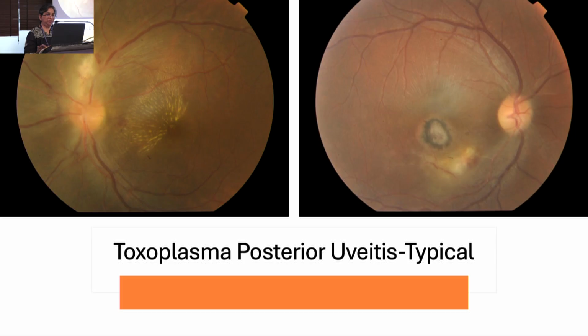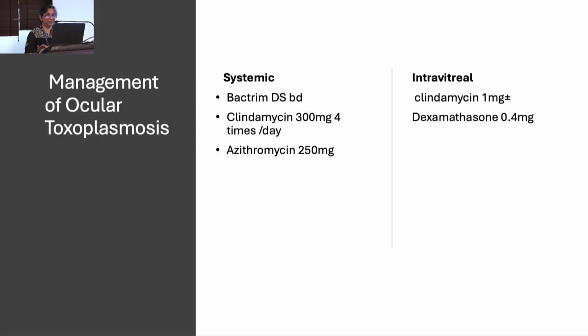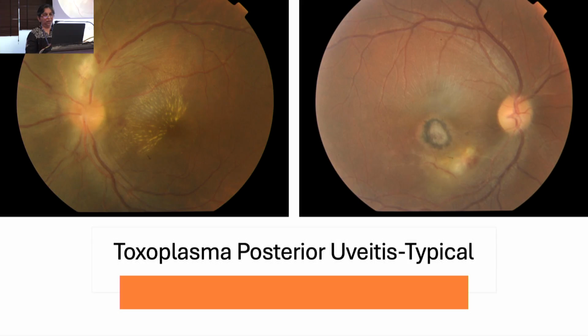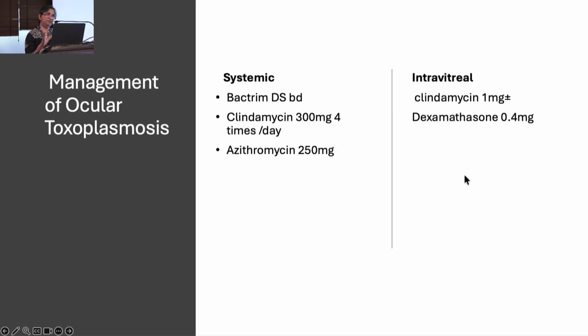Let's look at the treatment for ocular toxoplasmosis, which can present as either a de novo unifocal retinitis or as a reactivation, like in this case. So you have systemic treatment and you have intravitreal treatment. The intravitreal treatment is now gaining a lot of popularity. But the mainstay of the treatment is systemic, usually with Bactrim, clindamycin, or azithromycin.